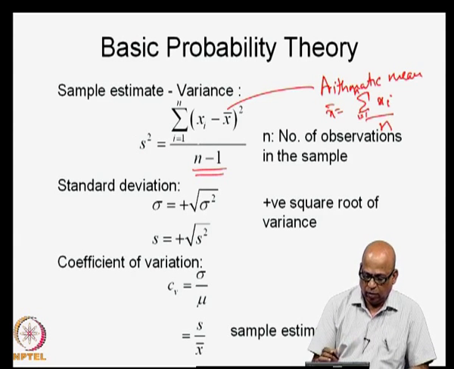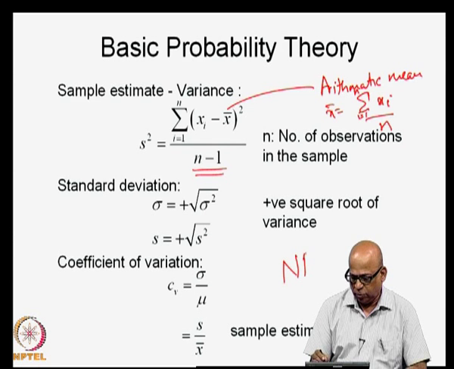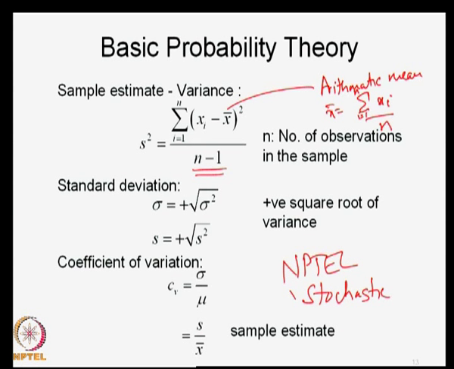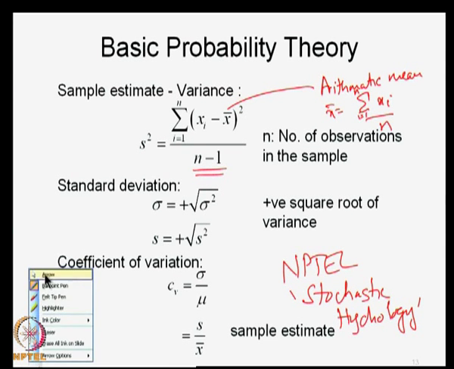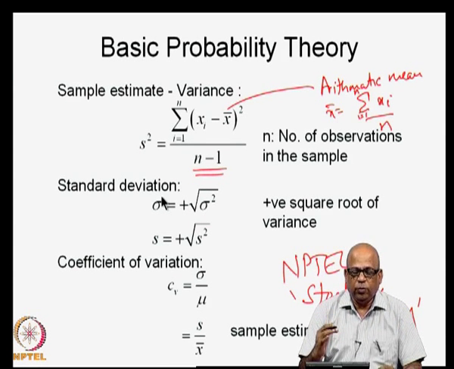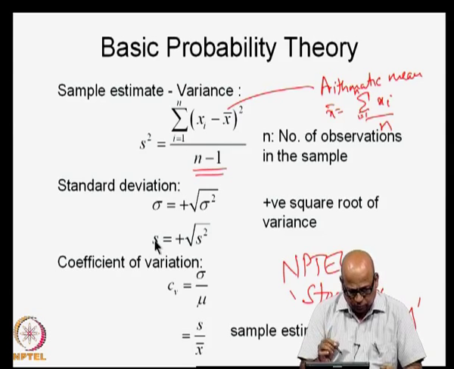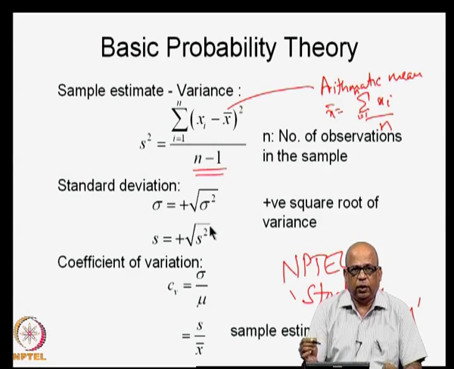Now, all these details you can find in the NPTEL stochastic hydrology course. In that, all these concepts are elaborately discussed. So, given the sample, you will be able to determine S square, which is the variance. The standard deviation is defined as the positive square root of the variance. So, sigma is equal to the positive square root of sigma square, and for the sample we denote it as S, as plus root of S square.